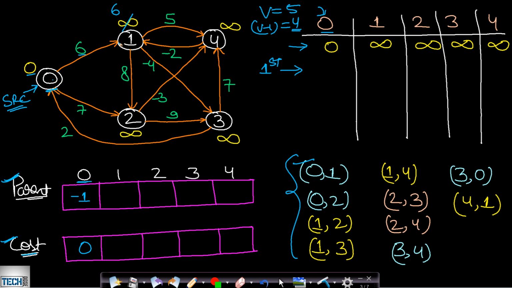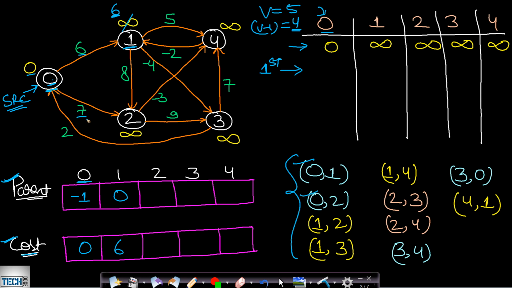Now since this edge 0 1 is included, where 0 is the source and 1 is the destination, therefore the parent of 1 will be equal to 0. Okay, and the associated cost will be the cost at 1. So this 6 indicates that the cost to reach this node 1 starting from the source node is equal to 6. Okay. Now we will be relaxing the second edge 0 2.